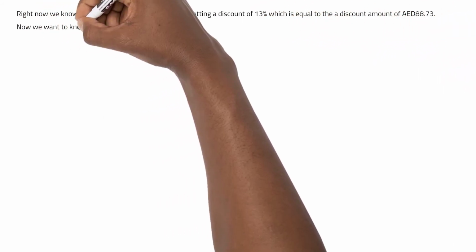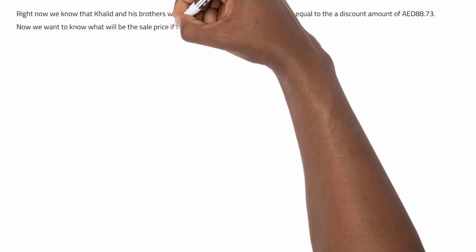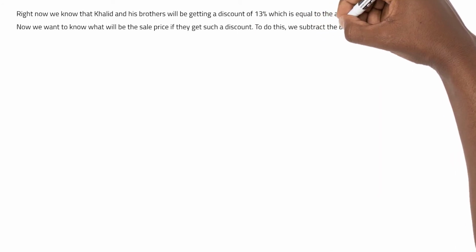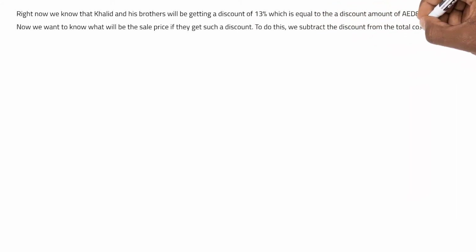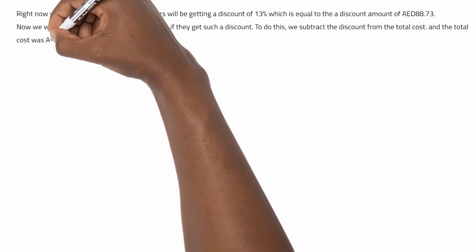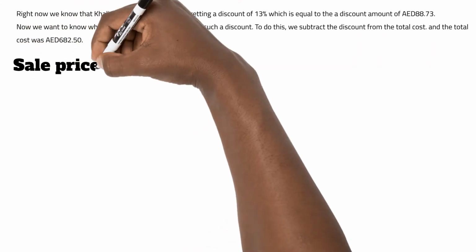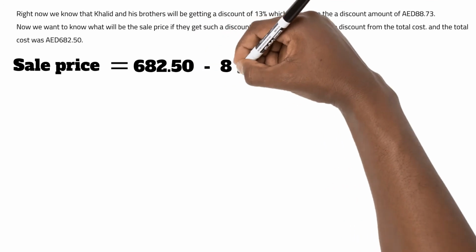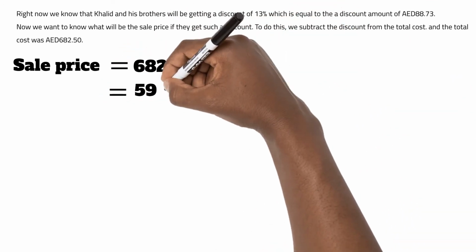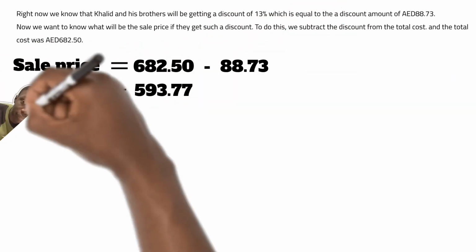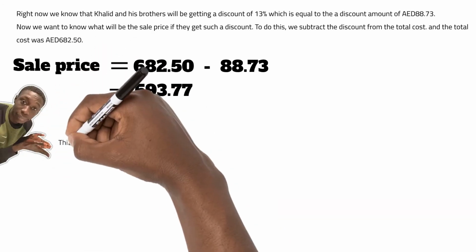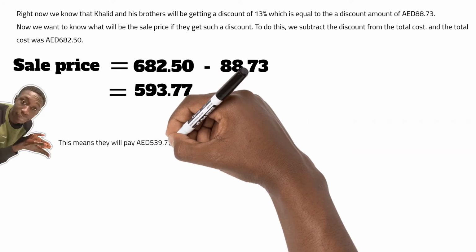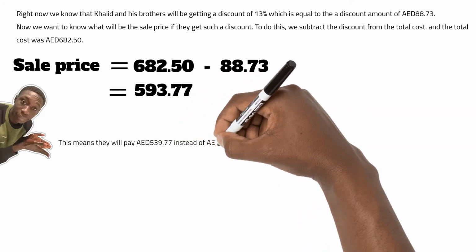Now we want to know what will be the sale price if they get such a discount. To do this, we subtract the discount from the total cost. And the total cost was 682 United Arab Emirates dirhams and 50 fils. Therefore, the sale price equals 682.50 minus 88.73, and this gives us 539.77. This means they will pay 539 United Arab Emirates dirhams and 77 fils instead of 682 United Arab Emirates dirhams and 50 fils.